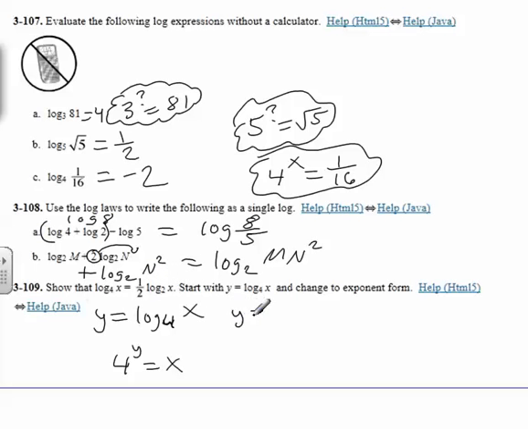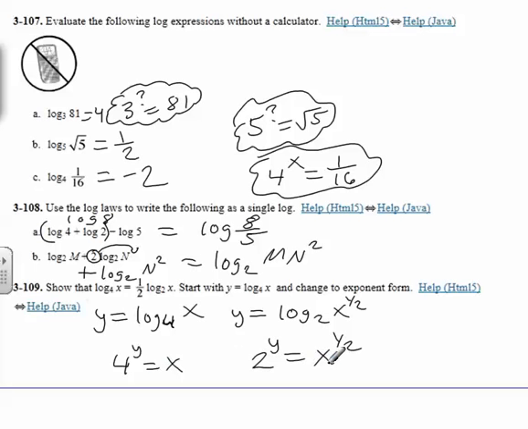So now let's work on this one. So y is equal to, I'm going to go ahead and move this 1/2 up as an exponent. So I end up with log base 2 of x to the 1/2 power. And let's rewrite this as an exponential. So the base is 2. So it's 2 to the y power equals x to the 1/2 power.